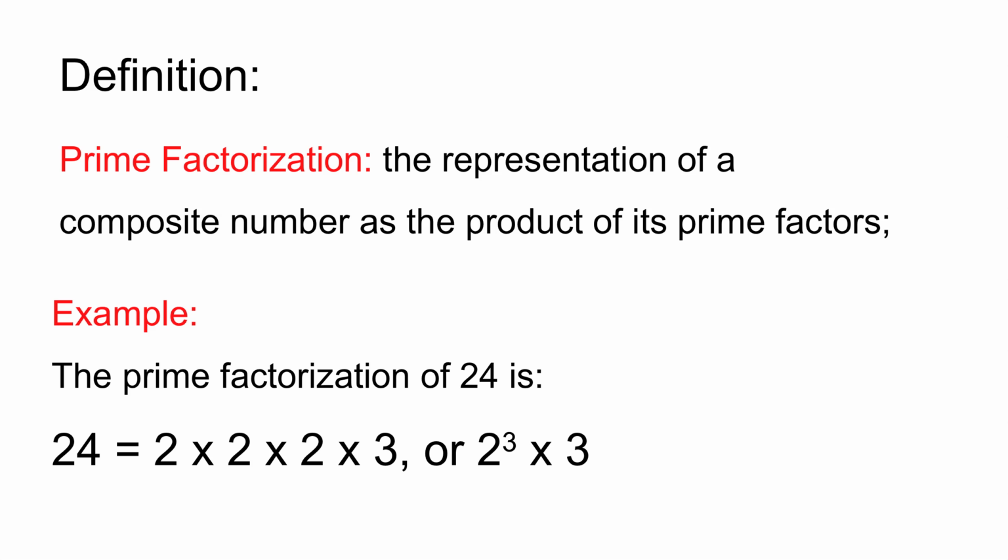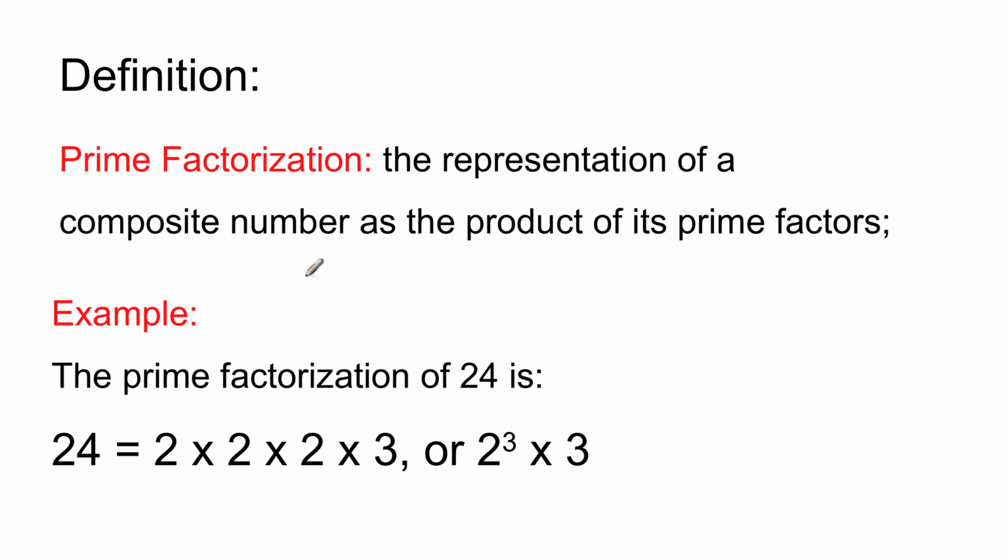Anyway, so let's continue. Definition: the prime factorization is, according to Nelson, the representation of a composite number as the product of its prime factors. Essentially, in plain speak, you want to multiply or divide your numbers down to prime factors, where you cannot divide anymore. And remember, what's a prime factor? Two factors, one and itself.